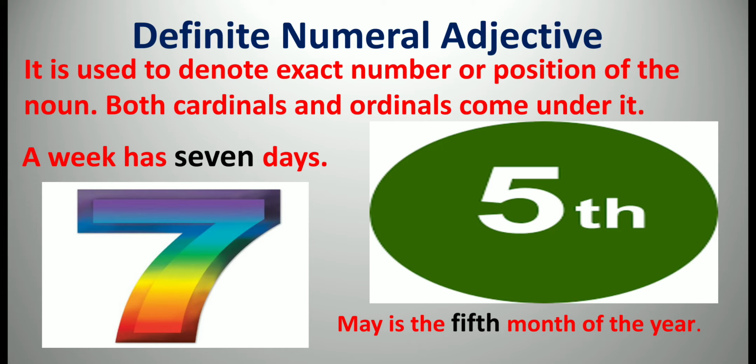Let's see these examples. A week has 7 days. How many days are there in a week? The answer is 7. May is the 5th month of the year. What is the position of May? 5th. It is the 5th month. The adjectives 7 and 5th in these examples denote the exact number and position of the days and months respectively.